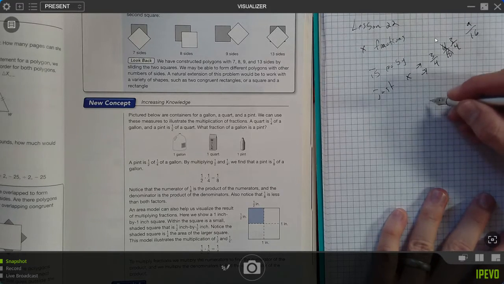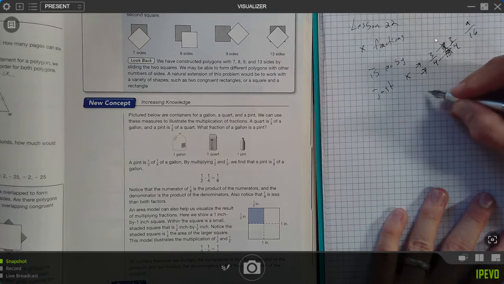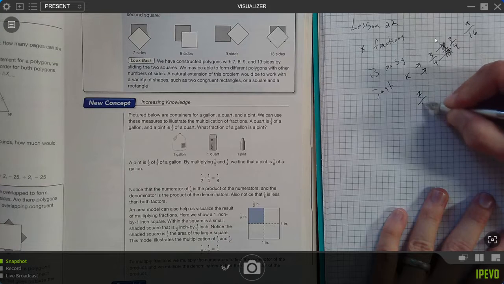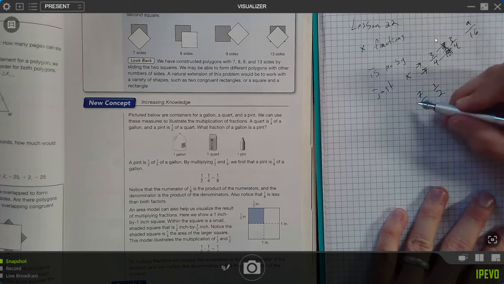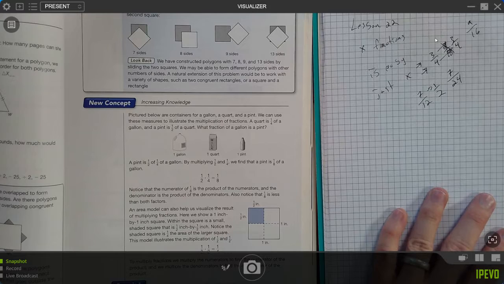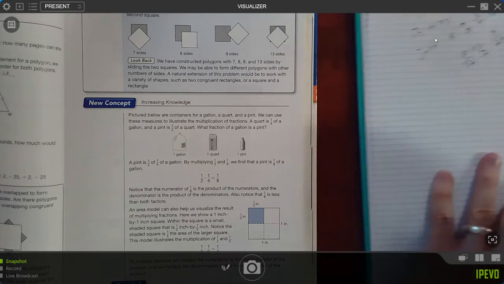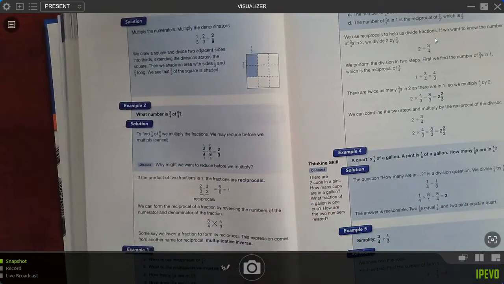If I had, you just multiply across. If I had 7/12 and 1/2. 7 times 1 is 7. 12 times 2 is 24. Okay. All right. That is how you multiply, as easy as possible. Okay.